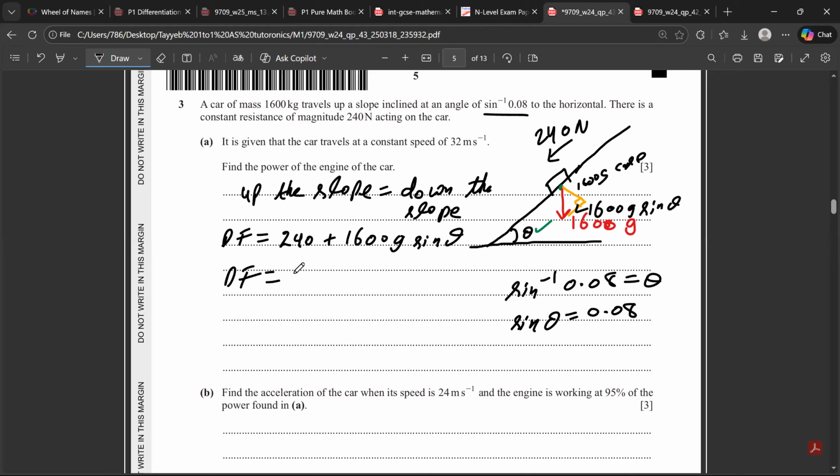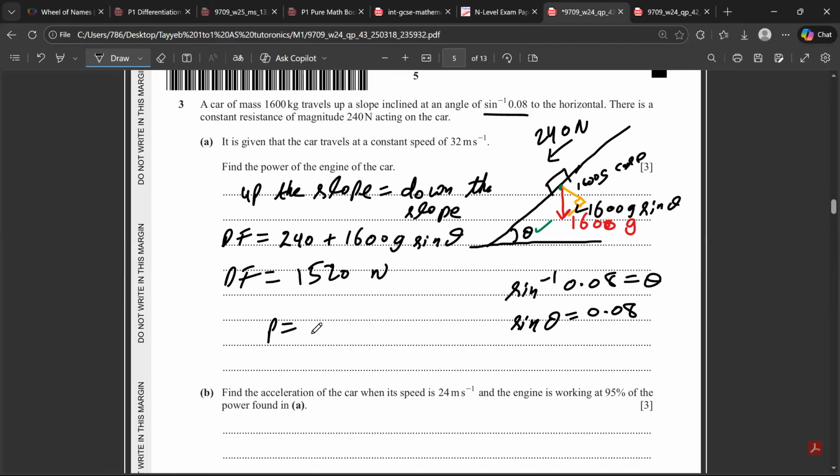G will be used as 10. The g value in Cambridge papers is 10. So what is the driving force, Tayyab? 1520. And now you can find the power. Power is equal to F times v.